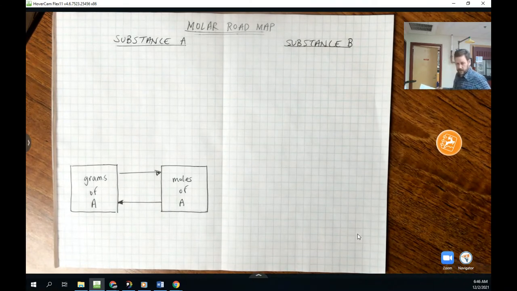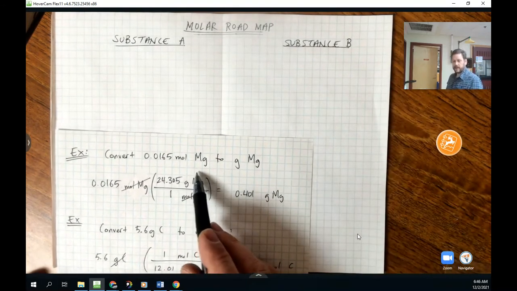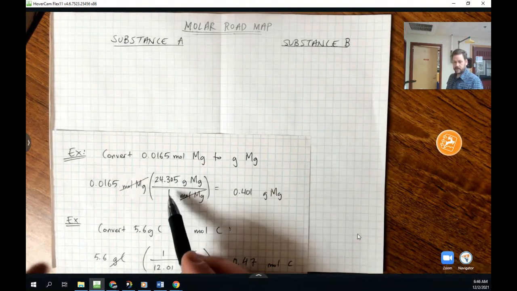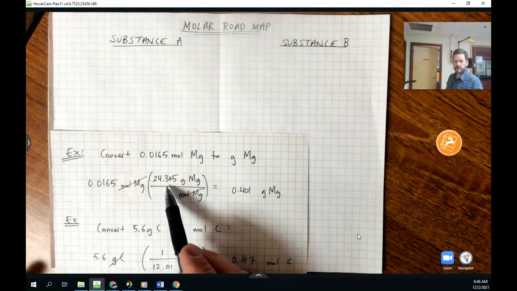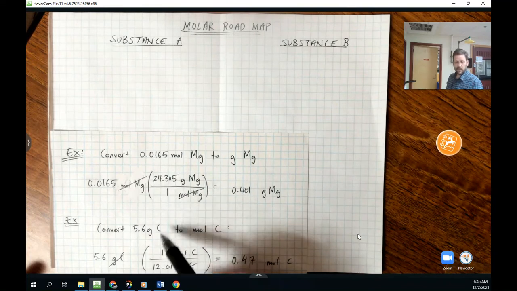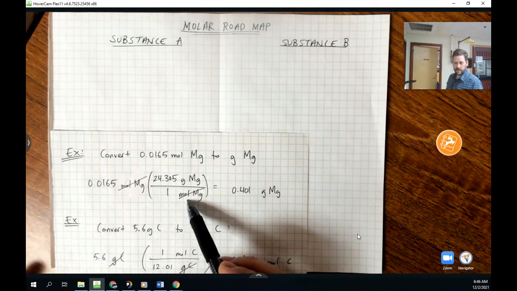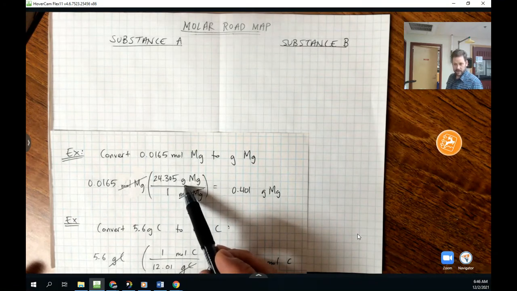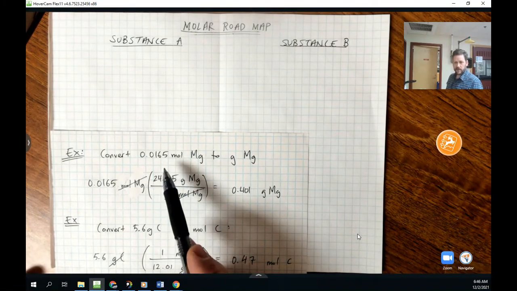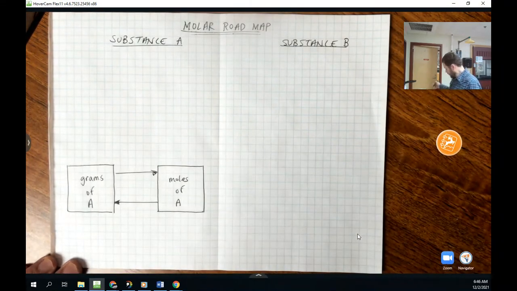Here's an example of a problem where I've converted from moles of magnesium to grams of magnesium. And of course, the molar mass of magnesium is 24.305. So I've had to multiply by the molar mass of magnesium in order to have moles cancel and end up with grams. Of course, we know that 1 mole of magnesium is that many grams of magnesium. So notice when we are going from moles to grams, we multiply by molar mass.